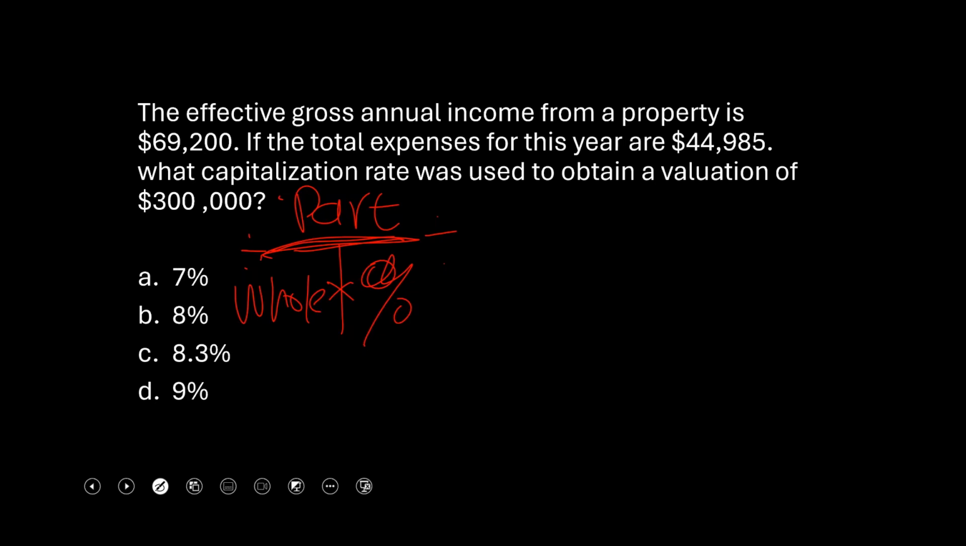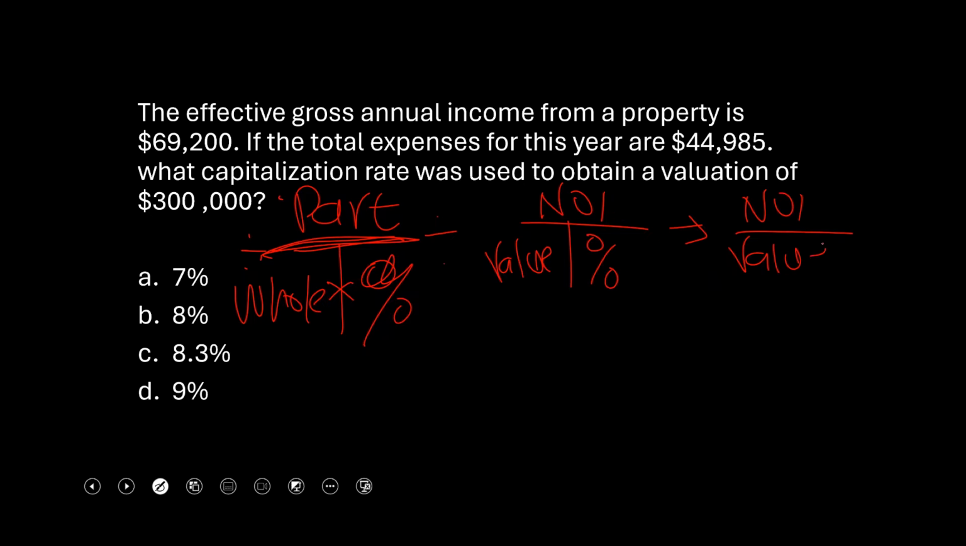So in this question, let's plot this together. Our rate is the capitalization rate. That's the one we're looking for. Our part would be the net operating income, and the whole here would be the value of the property. So in order to find the rate, that would be the NOI divided by the value.